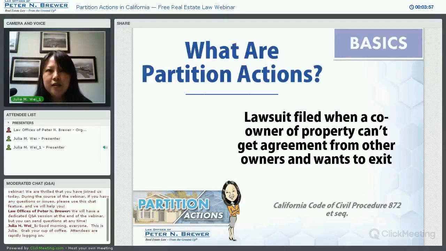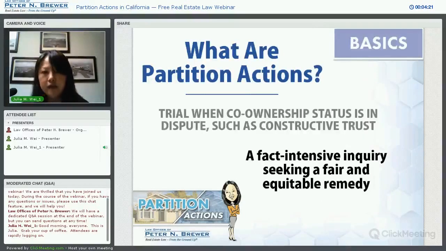So a partition itself is statutory. There's a section in the California Code of Civil Procedure that allows a co-owner to file this partition action, which is saying that they're ready to have the property be sold. There's no other solution between co-owners except for the sale of the property. So that's essentially what partition is.